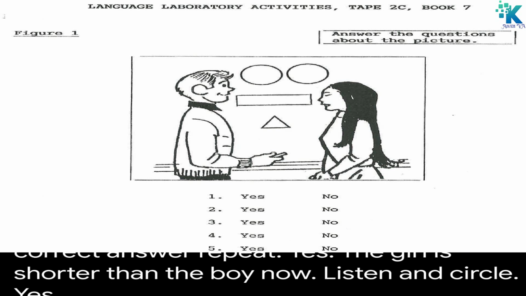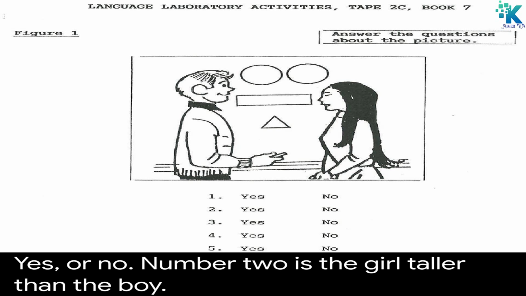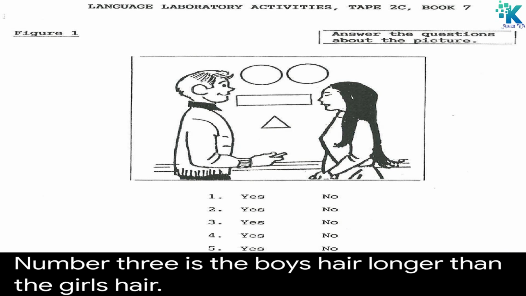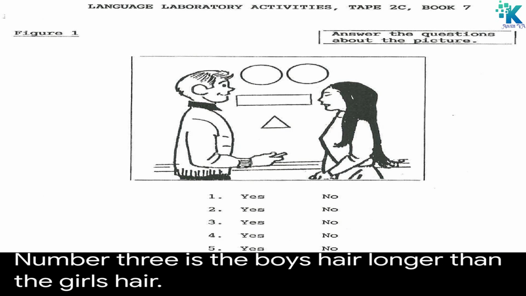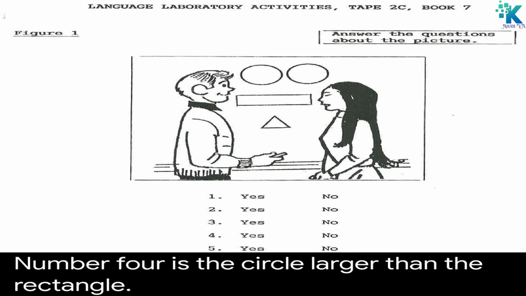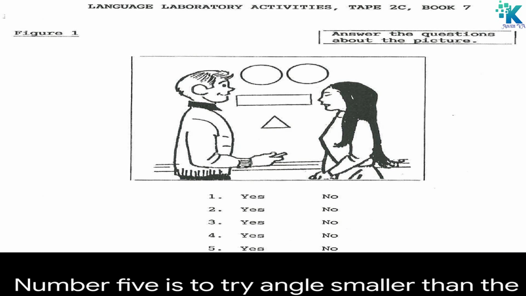Now, listen and circle yes or no. Number 2. Is the girl taller than the boy? Number 3. Is the boy's hair longer than the girl's hair? Number 4. Is the circle larger than the rectangle? Number 5. Is the triangle smaller than the circle?